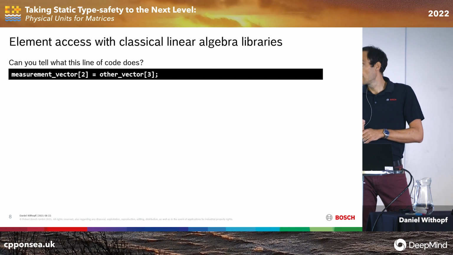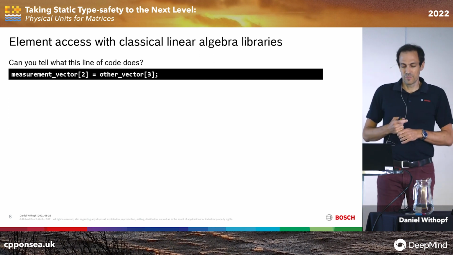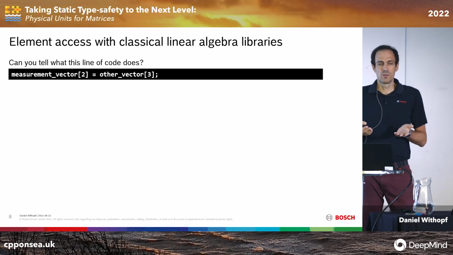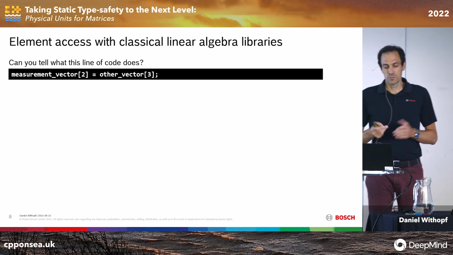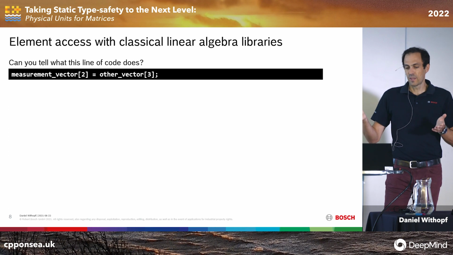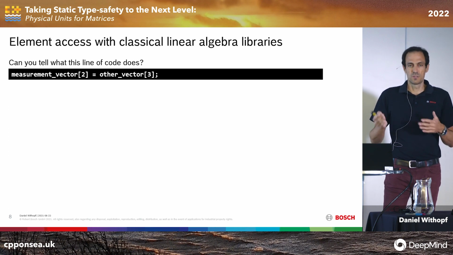Now, I will also want to explain a little bit how I started my activities on the topics and give a motivation why I started it. So in our code base, when you use linear algebra code, there are often code lines like this here, where you have a measurement vector, you access it at index 2, and you access other vector at index 3, and you want to assign the two to each other.